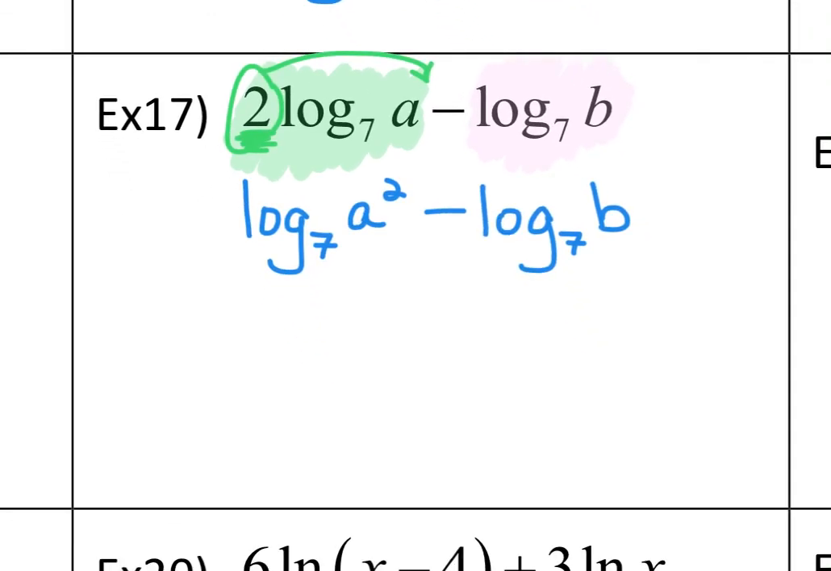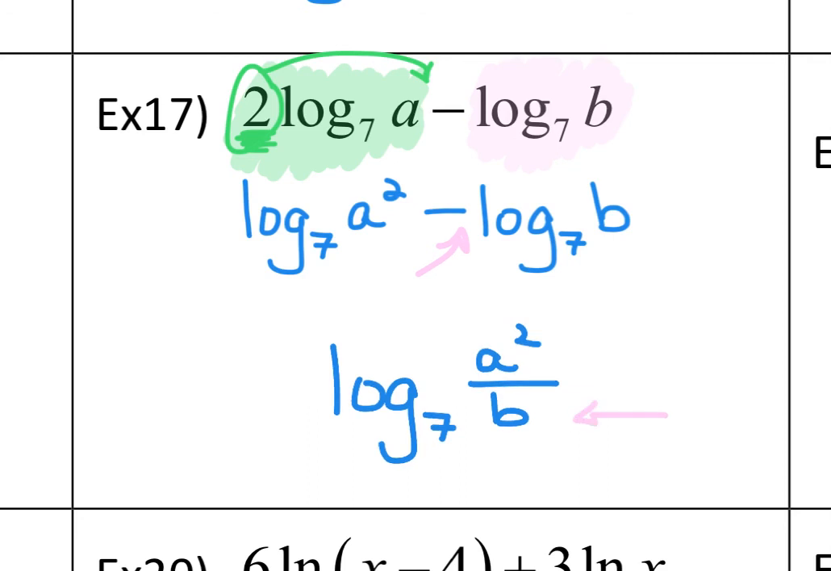Because it's subtraction, your answer is going to have a logarithm with an argument that is a fraction. So this is going to be log base 7 of the fraction a squared over b. And just remember that because the log of b comes after the minus sign, the b is in the denominator.